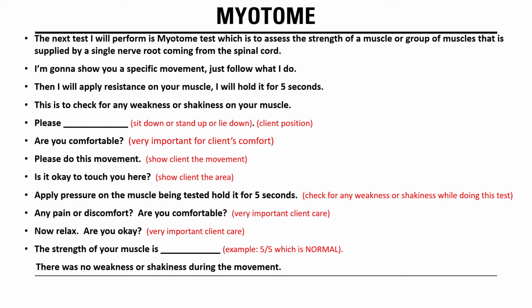The myotome test. The next test I will perform is myotome test, which is to assess the strength of a muscle or group of muscles that is supplied by a single nerve root coming from the spinal cord. I'm gonna show you a specific movement, just follow what I do. Then I will apply resistance on your muscle, I will hold it for 5 seconds. This is to check for any weakness or shakiness on your muscle. Please blank, ask client to sit down or stand up or lie down.